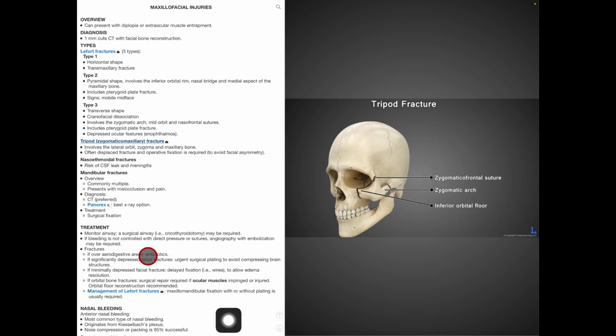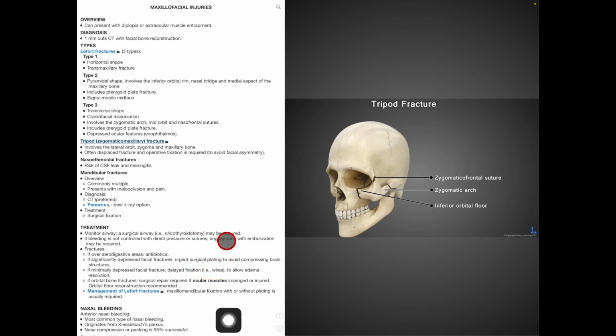Also important to start antibiotics, especially with the nasoethmoidal fracture, because of the meningitis risk. As I mentioned, ultimate repair will require surgical plating and fixation with wires.